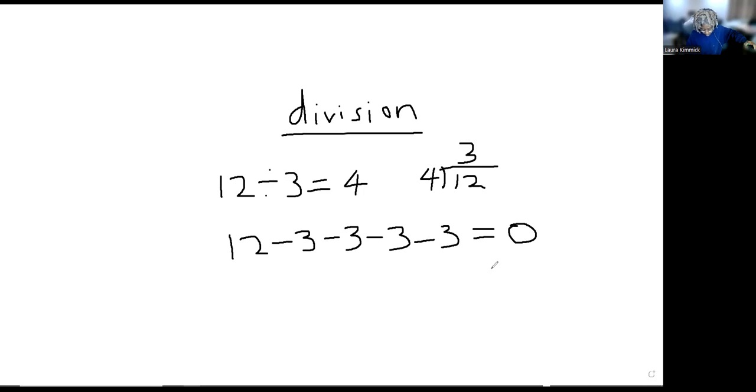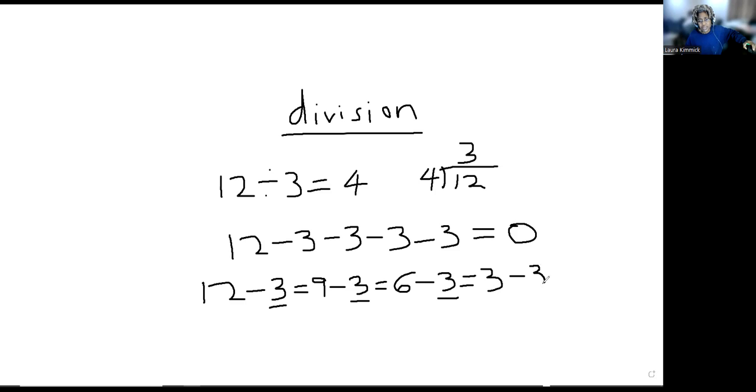So the operand order is important to get the same answer. So let me break it down. 12 minus 3 equals 9. Here's the first 3. Now let me undo those. I'll just underline it. 9 minus 3, the second 3, equals 6. 6 minus the third 3 equals 3. 3 minus the fourth and final 3 equals 0.